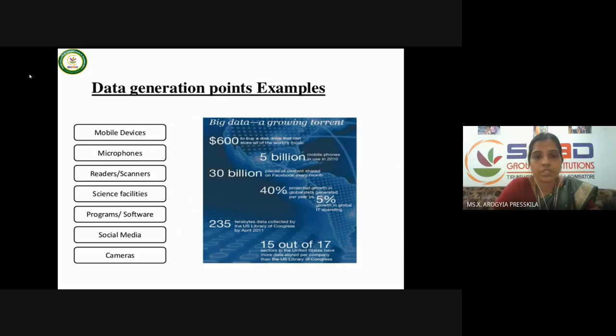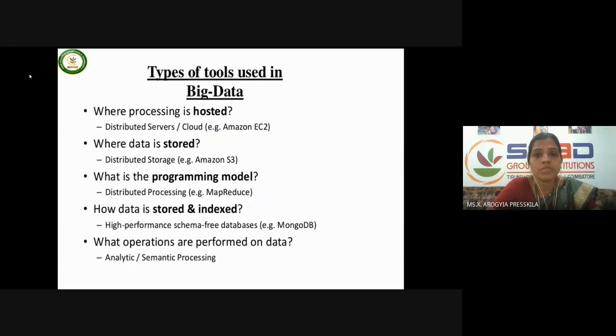Okay. So here, what are the types of tools used in big data? Big data is a large amount of data. So where is the processing hosted? It is hosted on distributed servers or the cloud side, for example Amazon EC2, one of the cloud service providers. So the processing is hosted here. Then where is the data stored? In distributed storage, for example Amazon S3. What is the programming model?